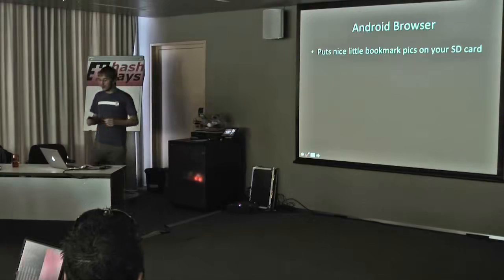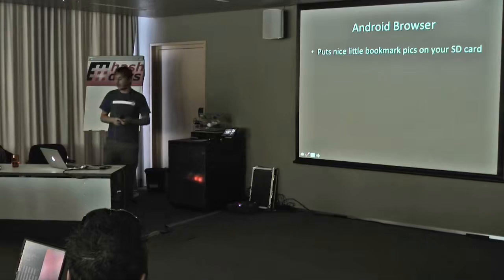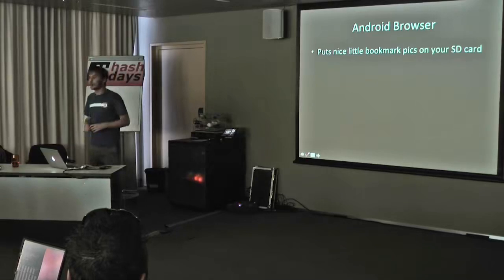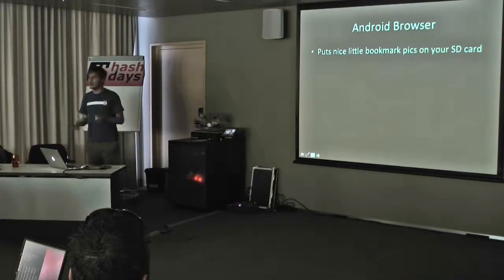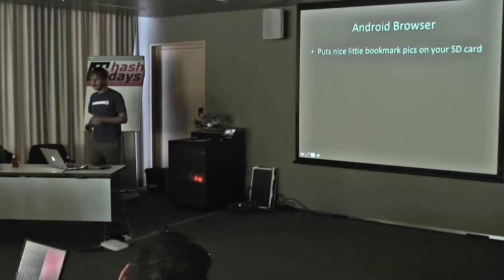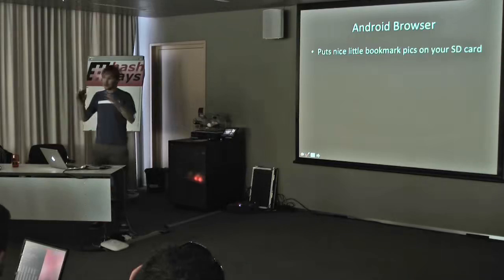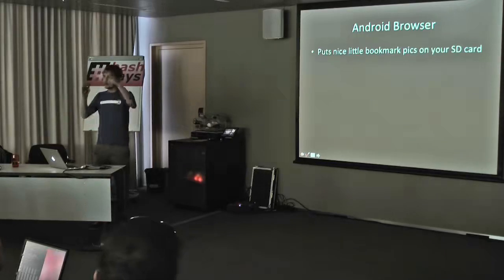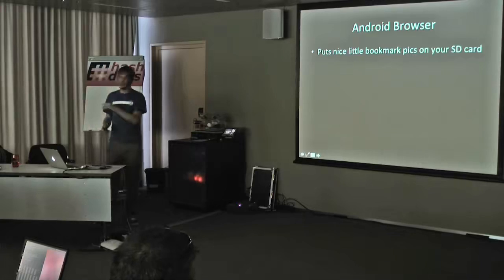But what I don't like about it is that it puts bookmark pictures on your SD card. So the SD card is actually a non-protected storage area. Everybody who finds your mobile can take out the SD card and plug it into his PC and access all the data on it. What the Android browser does is, if you make a bookmark, it will store a small picture of how the website looks and stores it on the SD card.